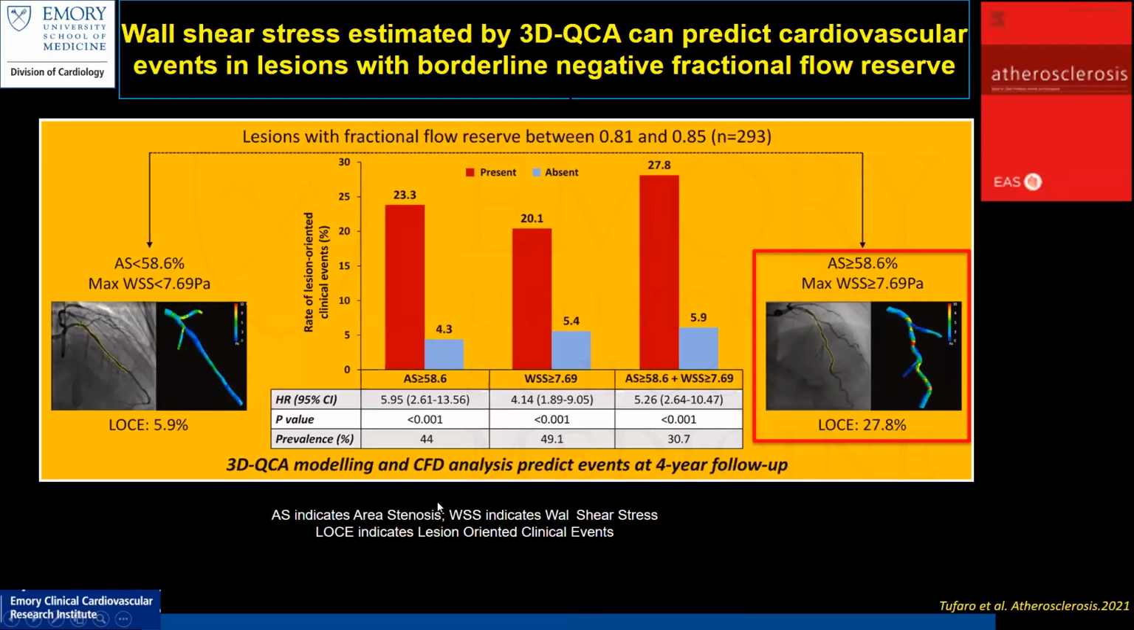Another recent study hints that even in lesions that have borderline FFR, angiographically derived high shear stress might be able to identify lesions at greater risk of future MACE. In this study, lesions with area stenosis more than 60% and shear stress more than 7.5 Pascal were at a greater risk of future lesion-specific adverse cardiac events.